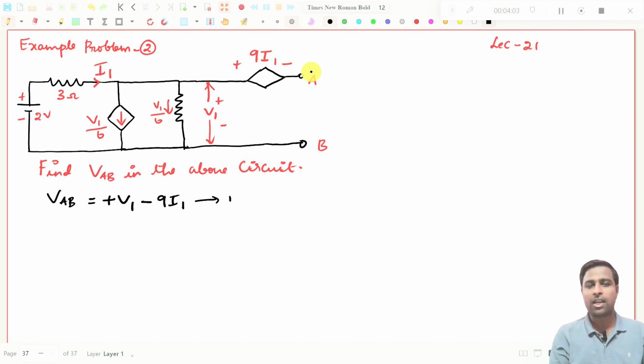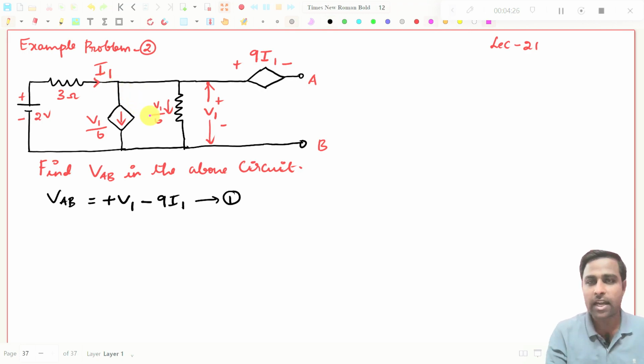What is the ultimate aim that we have written as an equation? In this equation, we need to find V1 as well as I1. That is our ultimate aim. I will tell you, see this point, this is a node. We can say this is a node because 3 branches are connecting at this point.